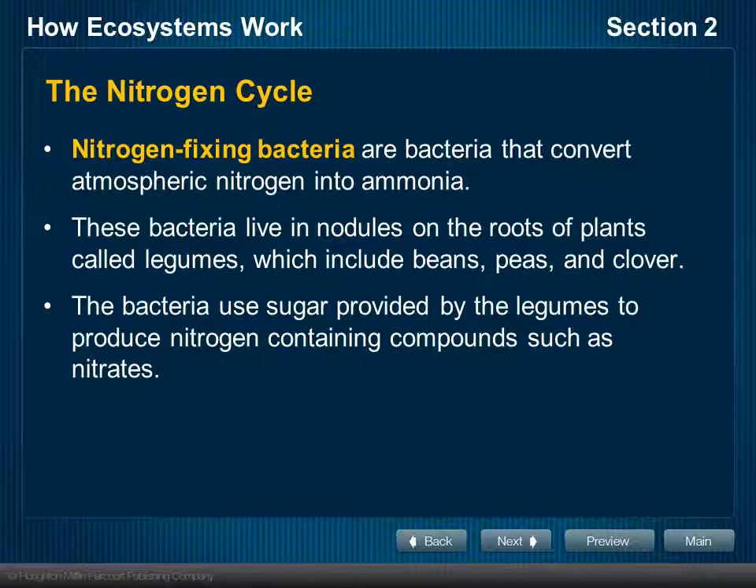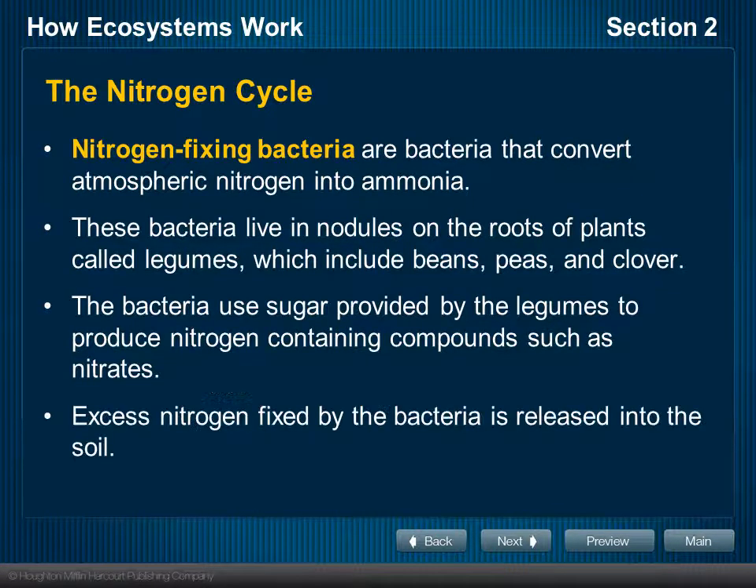This should sound familiar to you guys because this is so important to plant development that nitrates is one of the things we actually test in the soil analysis report. And then excess nitrogen is fixed by the bacteria and then released into the soil. So the soil actually gains from this process as well.